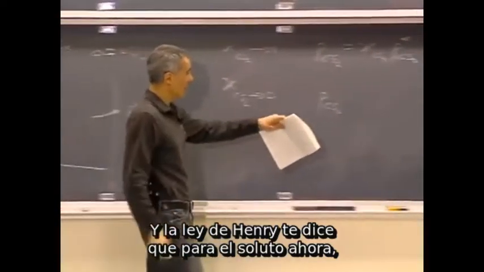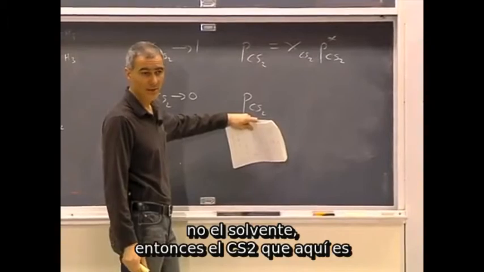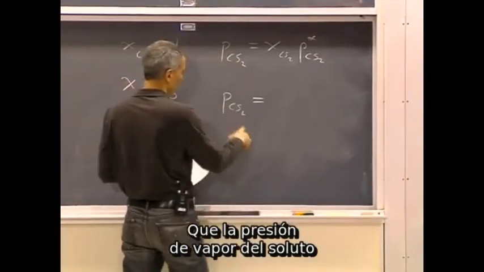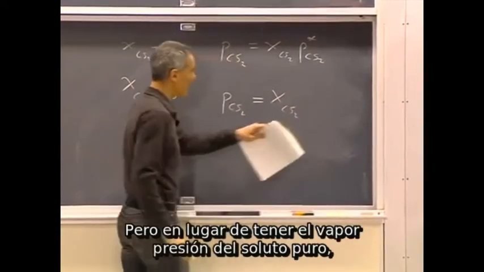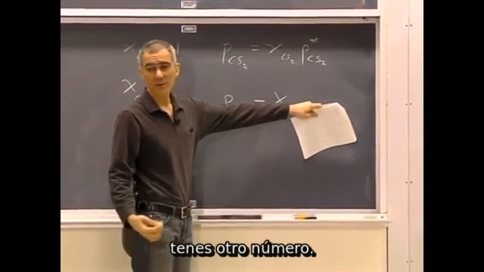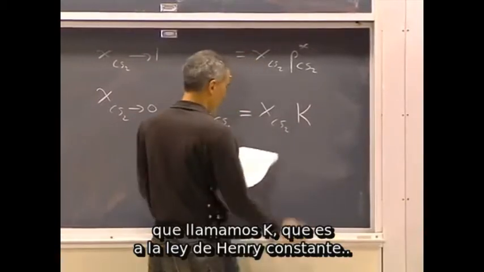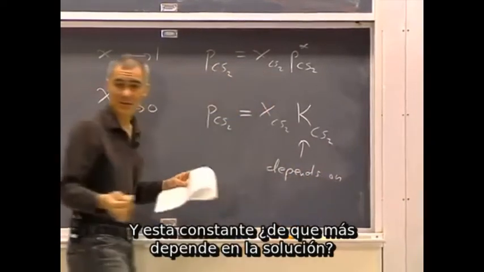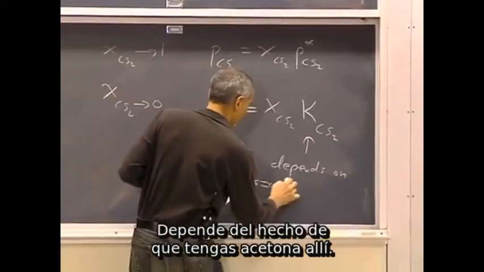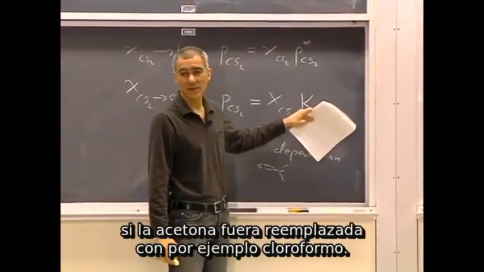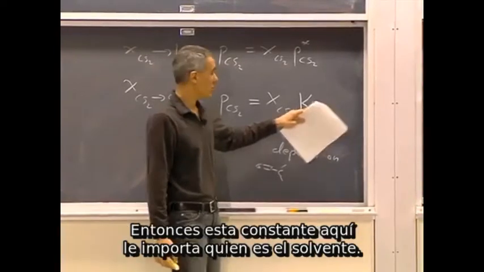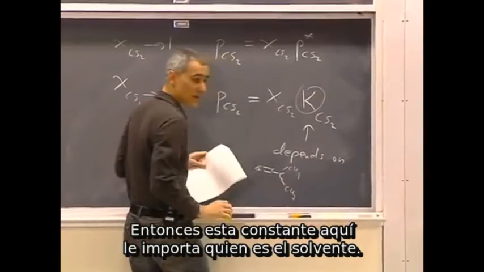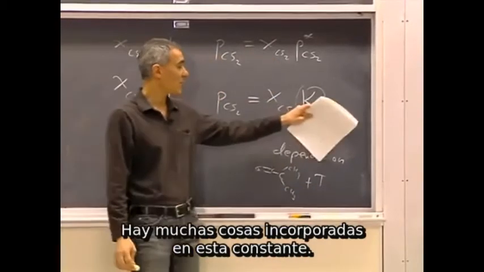And Henry's law tells you that for the solute now, not the solvent, so CS2 here is the solute, very small amount of it, very small mole fraction, the vapor pressure of the solute is related to the mole fraction in the solution, but instead of having the vapor pressure of the pure solute, you have another constant, which we call K, which is the Henry's law constant. And this constant depends on what else is in the solution. It depends on the fact that you have acetone there, right? You would have a different constant here if the acetone were replaced with chloroform, let's say. So this constant cares what the solvent is, and it cares what the temperature is also. There's a lot of stuff that's built into this constant here.